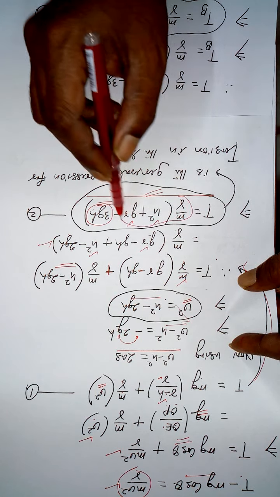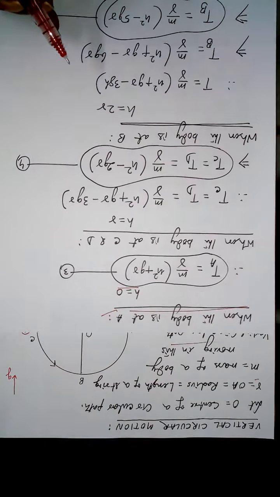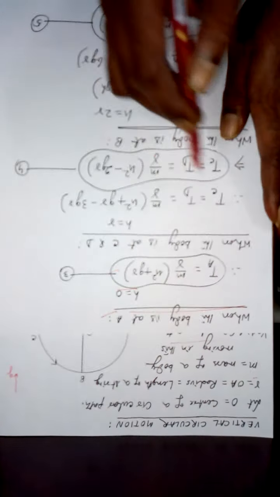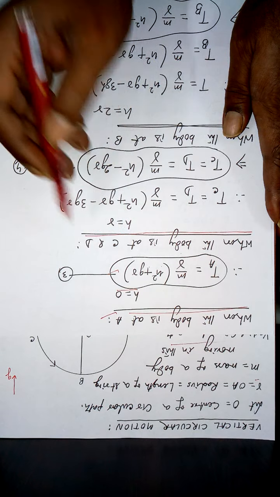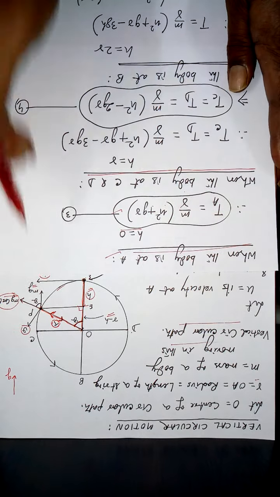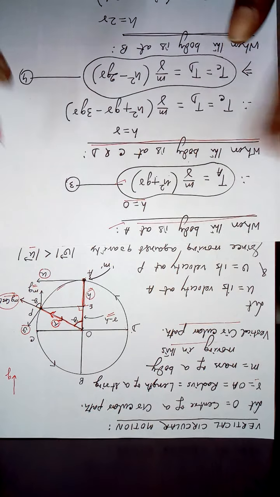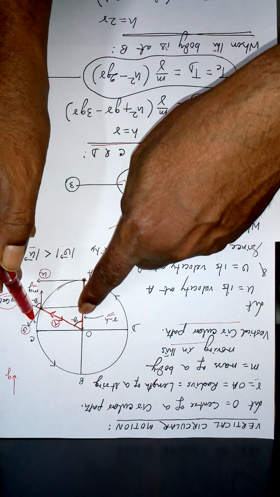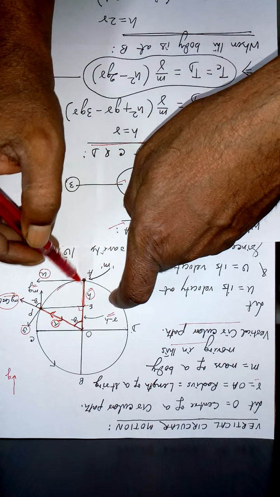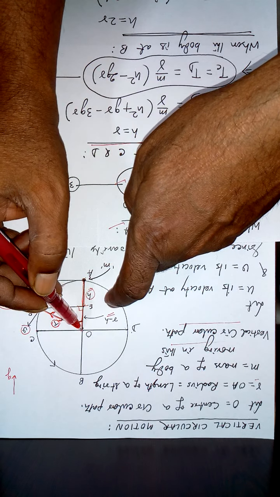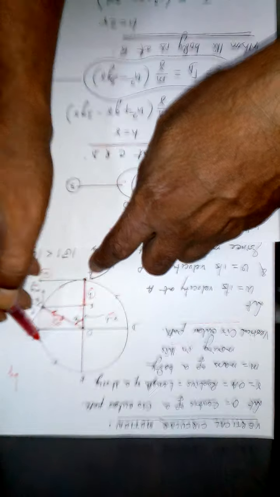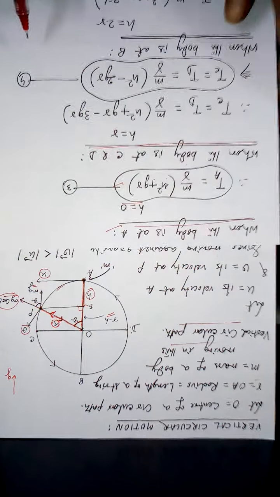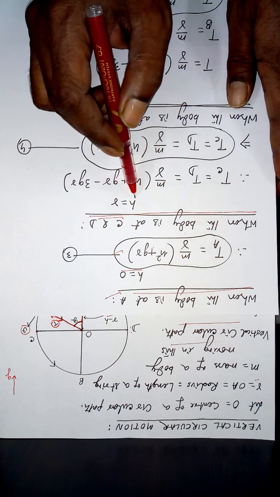So I am left with this much part. That is, tension at A is (m/r)u² plus mg. Now when the body is at C and D, whether the body is here or here, as it goes up along the circular path, H, from this point to this point, is equal to R. Similarly, when it is here, H is also R. So for points C and D, H is equal to R.